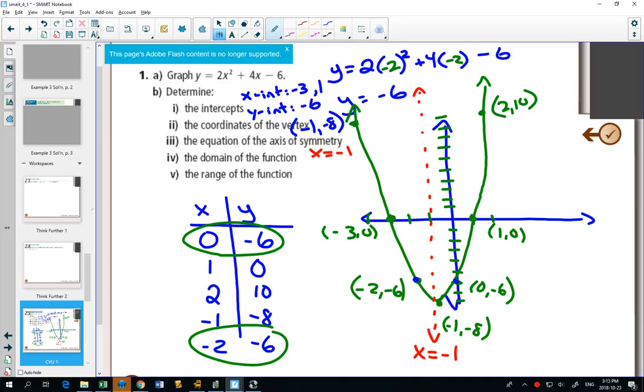The domain of the function, this is an easy one for parabolas because the domain will always be everything. The range of the function, that's describing the y values. Well, the smallest y value is -8, so our y values are everything bigger than or equal to -8.